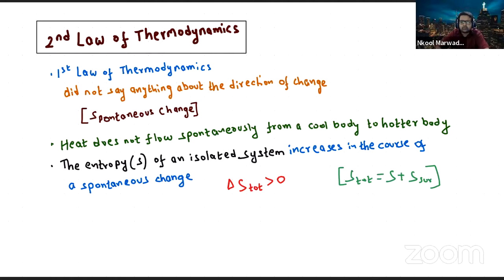And a very important observation we have to make. Here we are talking about the total entropy, not the entropy of the system. The second law of thermodynamics clearly says that in an isolated system, if any spontaneous change is taking place, then the total entropy itself, including the system and the surrounding, will increase. There will be a positive change. The total entropy will increase.